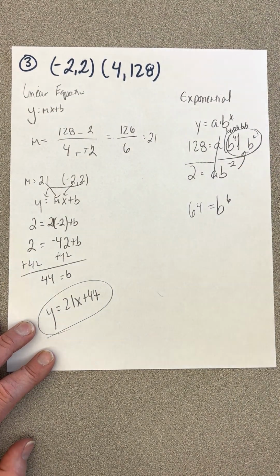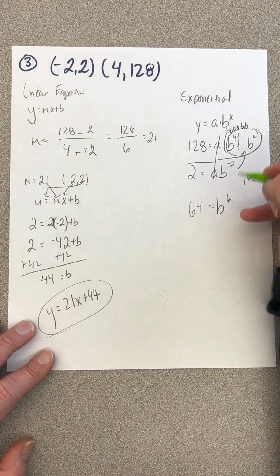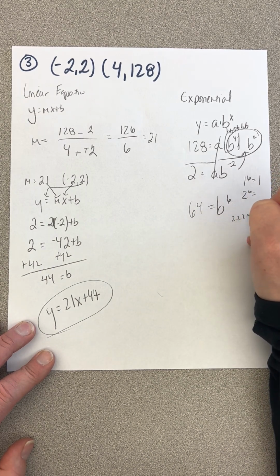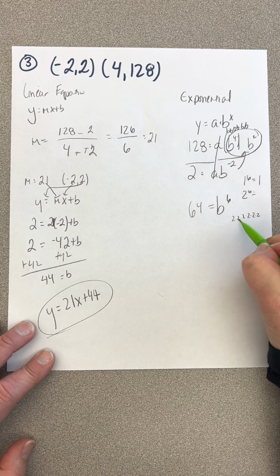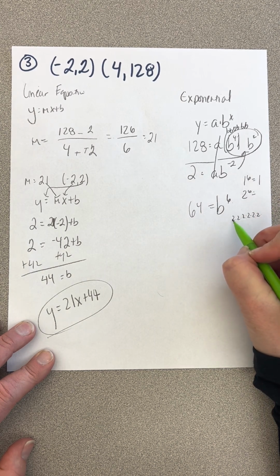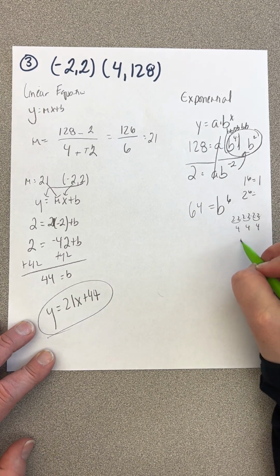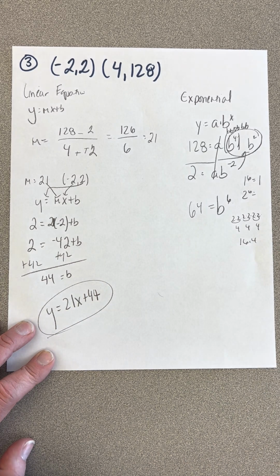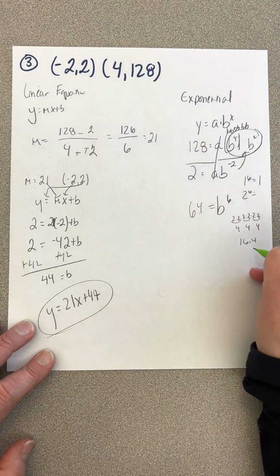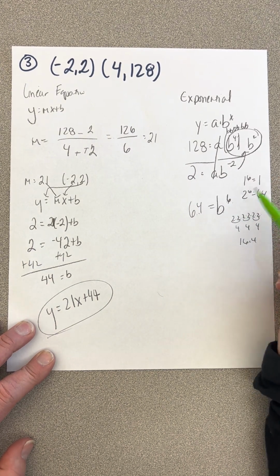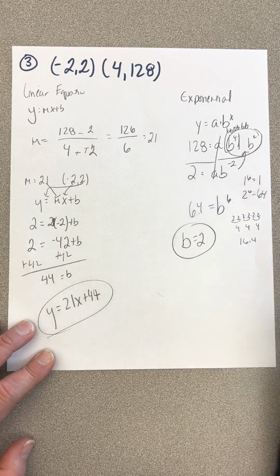So I have to figure out what I multiply by itself 6 times to get 64. 1 to the 6th doesn't work because 1 multiplied by itself any number of times is 1. Let's do 2 to the 6th next. That would be 2 times 2 times 2 times 2 times 2 times 2, 1, 2, 3, 4, 5, 6. So 2 times 2 is 4, this would be a 4, and that would also be a 4. 4 times 4 is 16. 16 times 4 is 64. That's what I need. So what do I multiply by itself 6 times to get 64? 2. b equals 2.